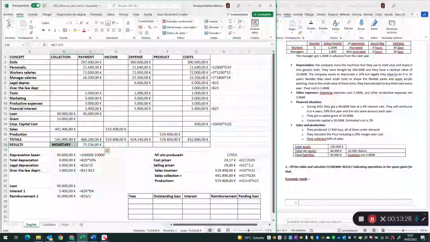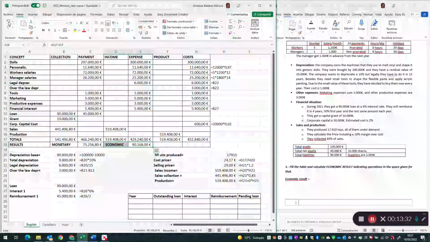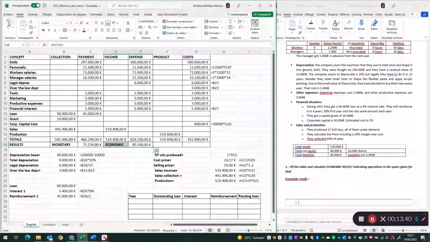Now we're going to calculate the economic result because we want to know if the company is getting profit or losing money. So yeah, it's positive, which means the company is getting profits. Good for them. And then we have the internal result, which means how is the productive department working? And we also have a positive result, which means the company is working well.